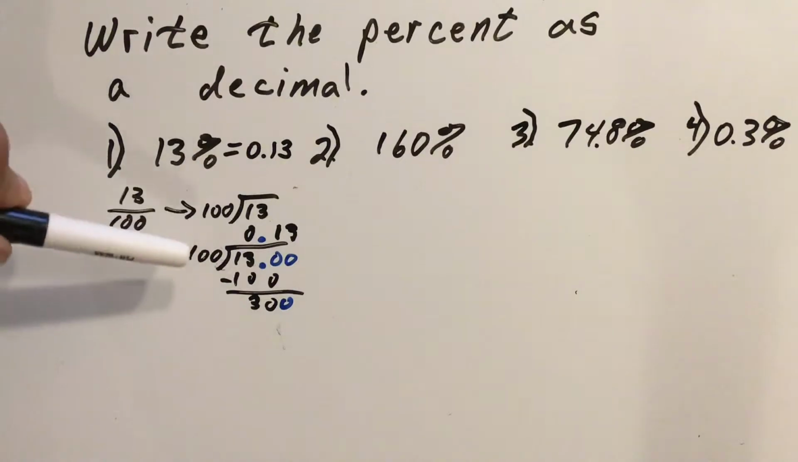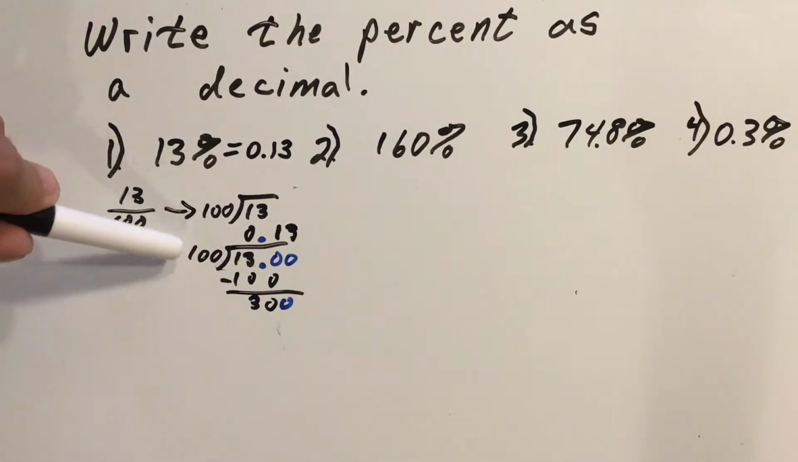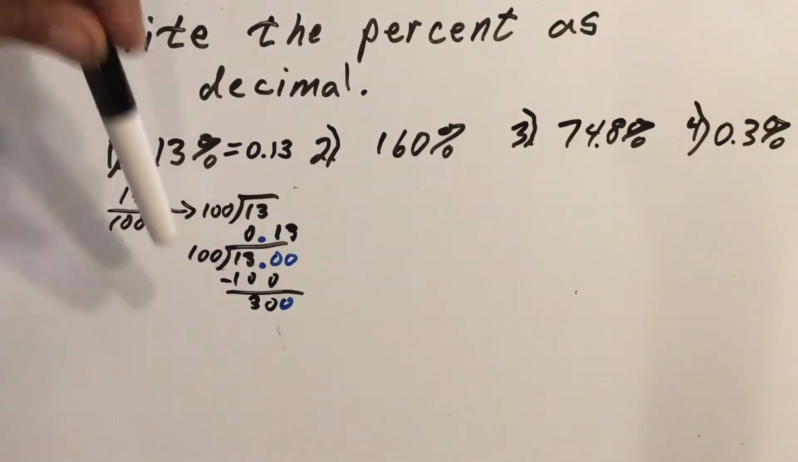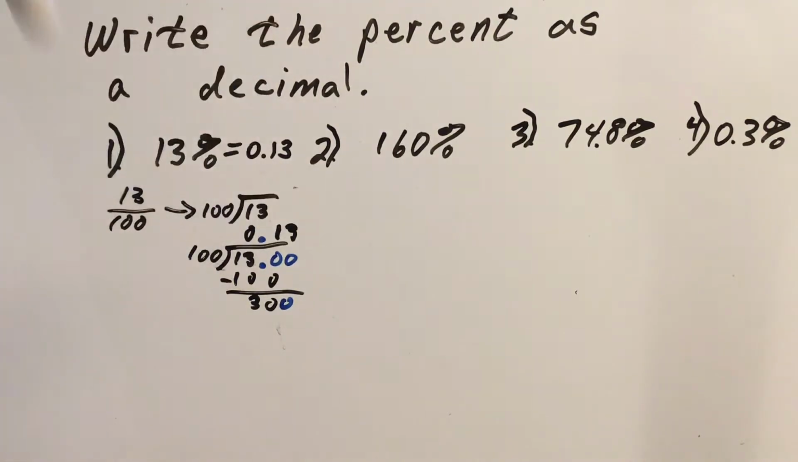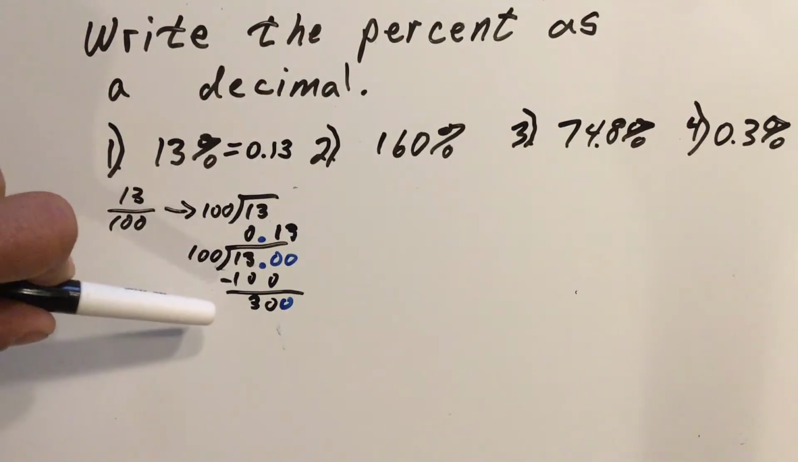And as you can see in the next step, I wrote 100 divided into 13 and 0 hundredths, or 13.00. And then I did my division and started out with 100. How many times does 100 go into 13? 0. So I moved on to the next one, which would be how many times does 100 go into 130? It goes into it only one time. 1 times 100 gives me 100. 130 minus 100 leaves me with 30.